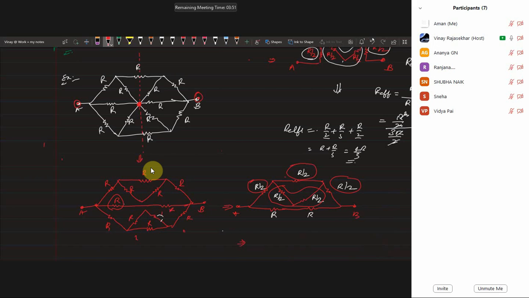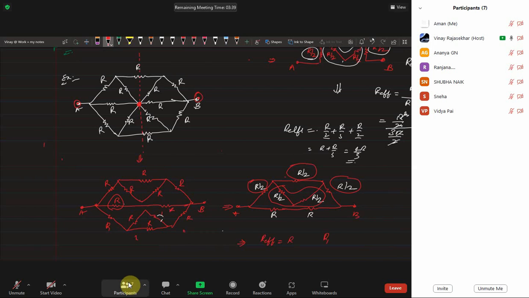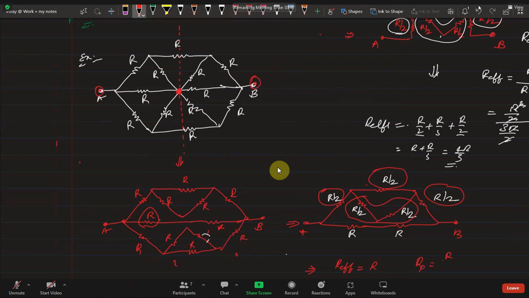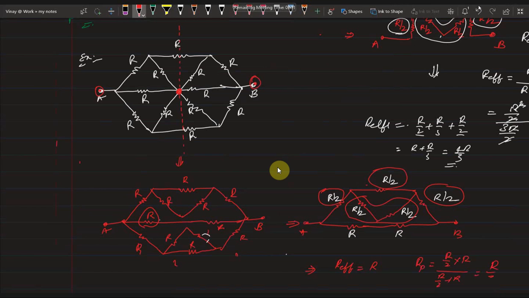Now listen, these two are in series, right? Then the effective resistance is R by 2 plus R by 2, that is R. Then this and this are in parallel. Effective resistance in parallel is equal to R by 2 into R divided by R by 2 plus R, that is equal to R by 3. Correct?